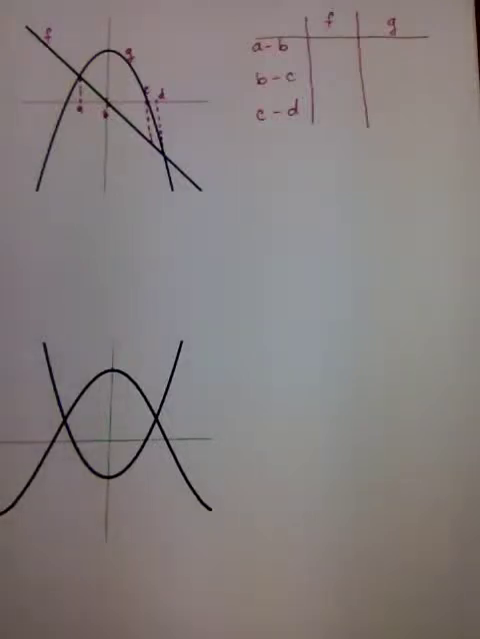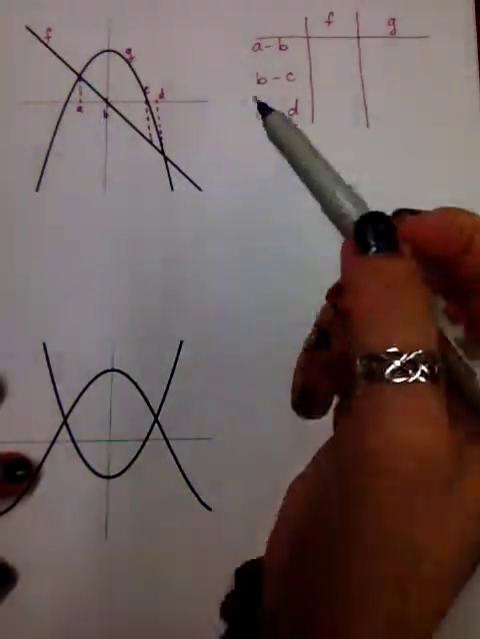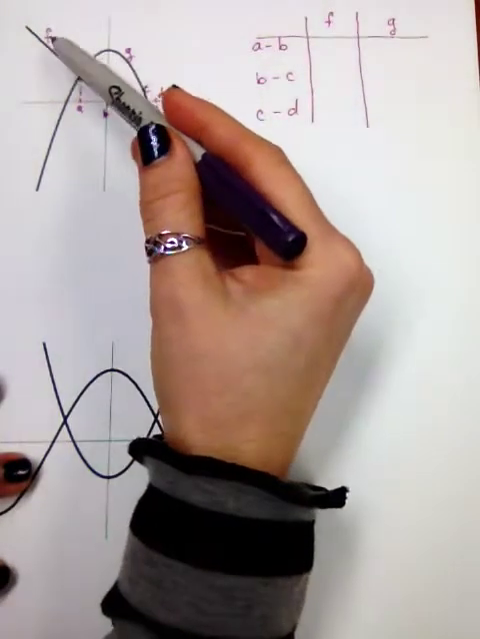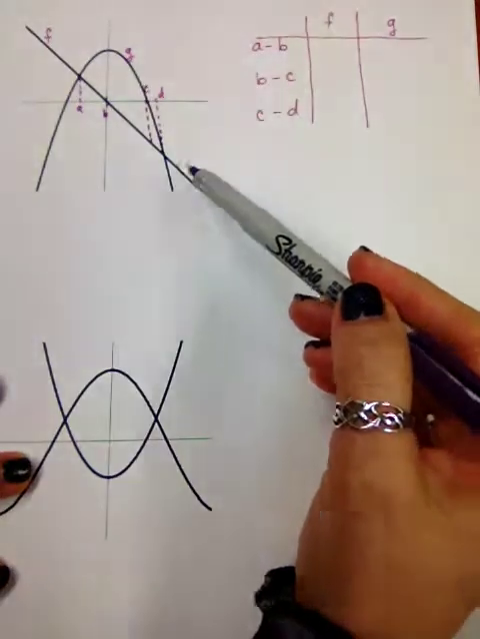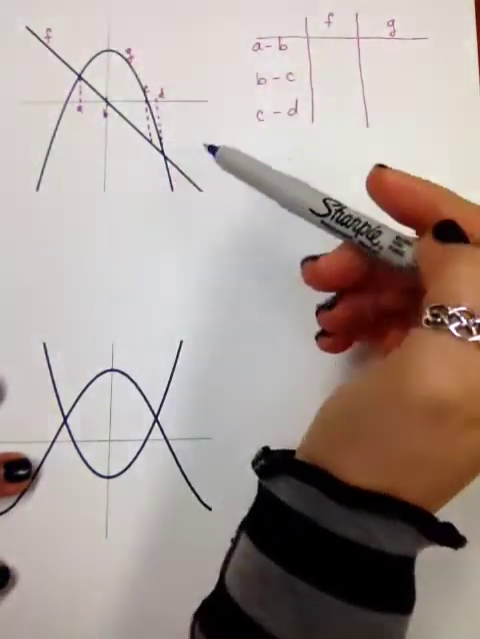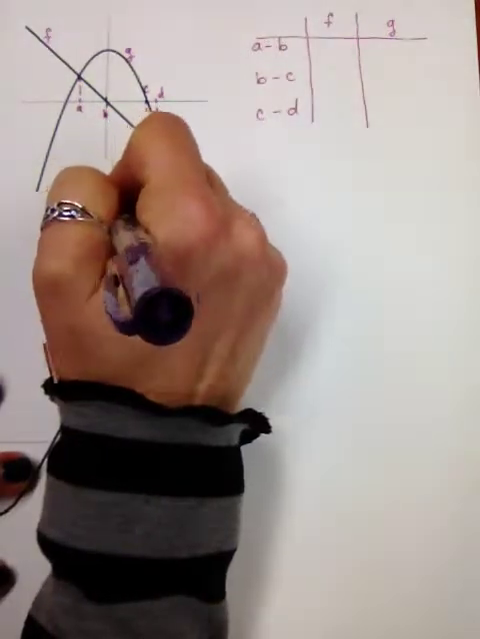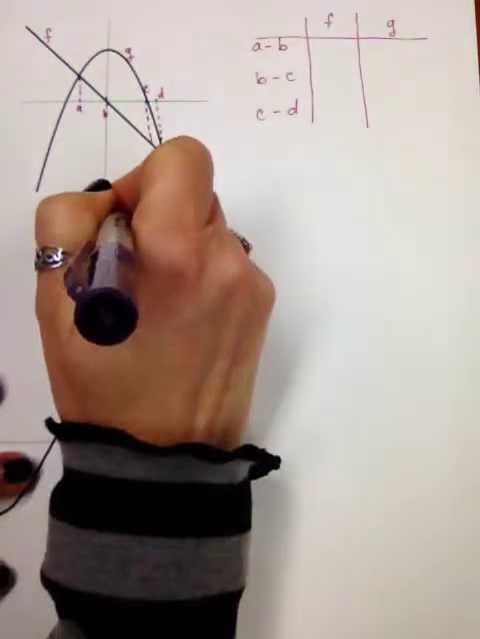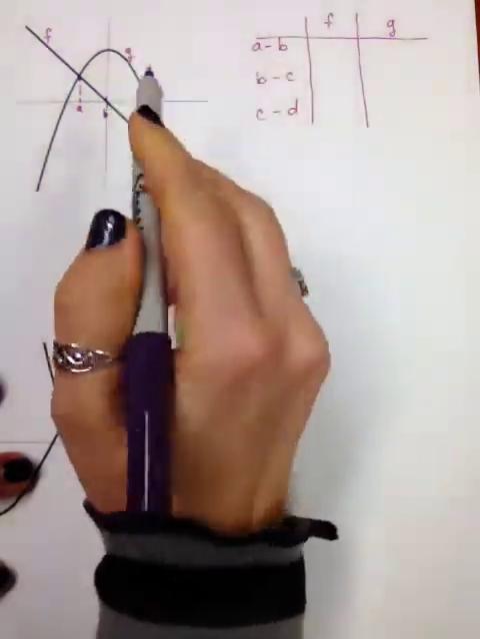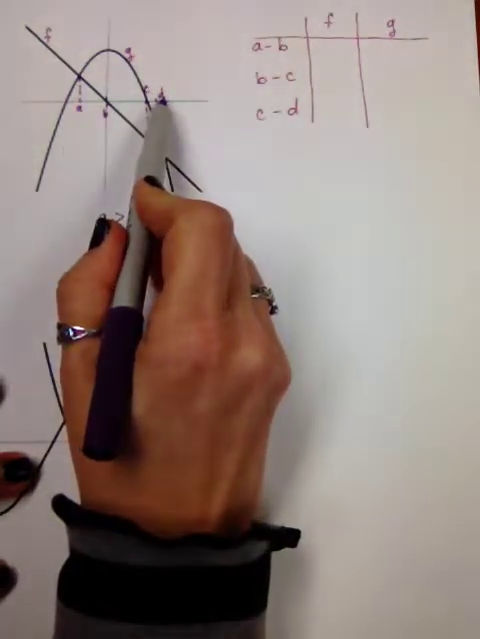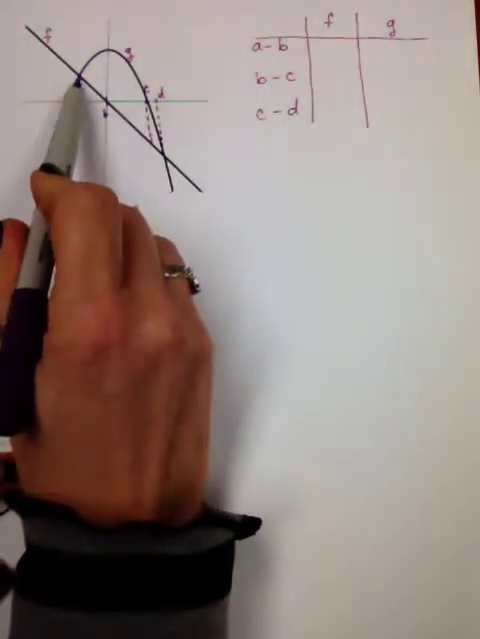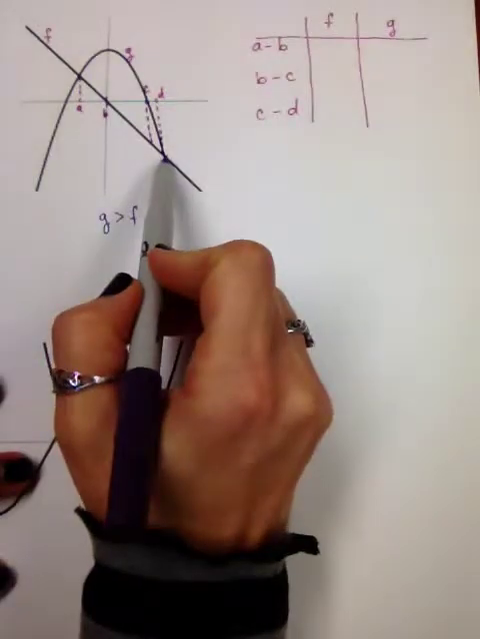For this video, we're looking at how to find area between two curves. So for this problem, we have two curves. We have the function f, which is linear, and we have the function g, which is a parabola. What we do know is that the function g is greater than the function f on the interval from a to d. A is where they intersect here, d is where they intersect here.